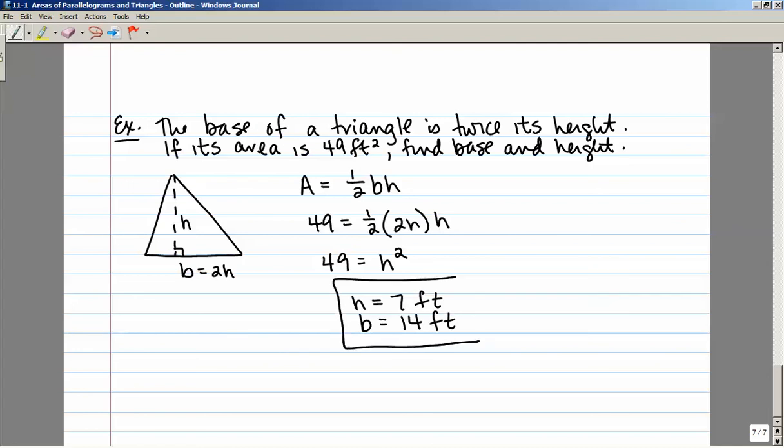So you are probably familiar with the formula for the area of a triangle. You probably already know that one, but it'd be a good idea to commit the formula for the area of a parallelogram to memory.